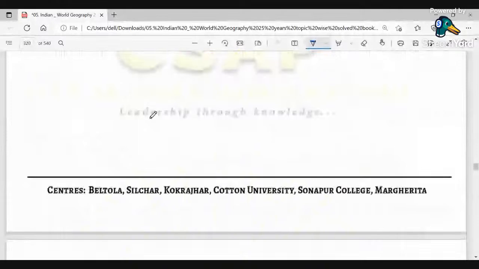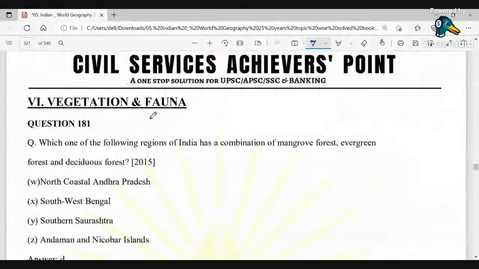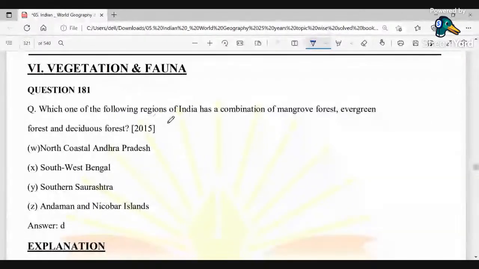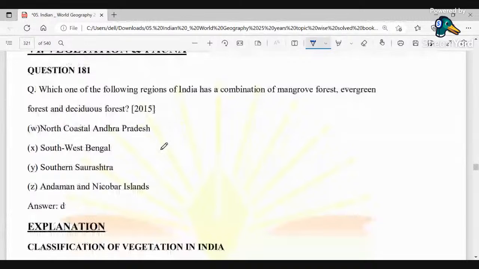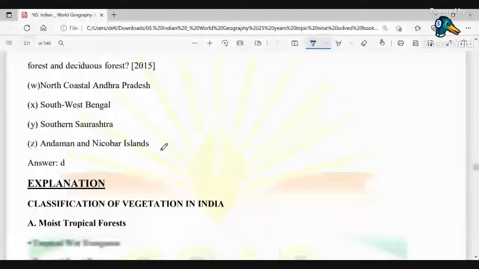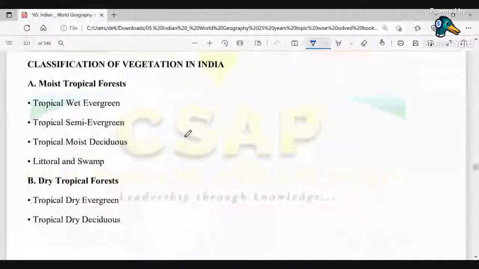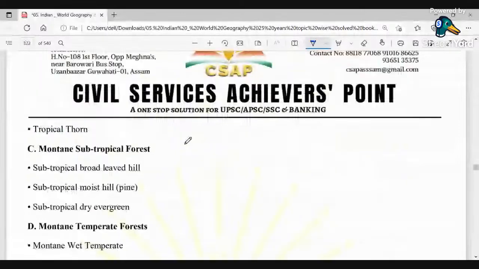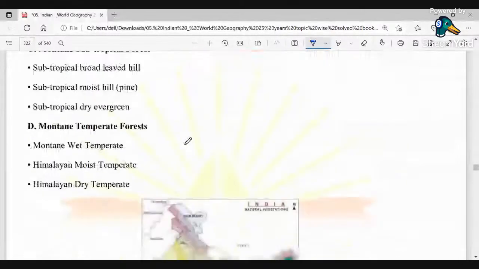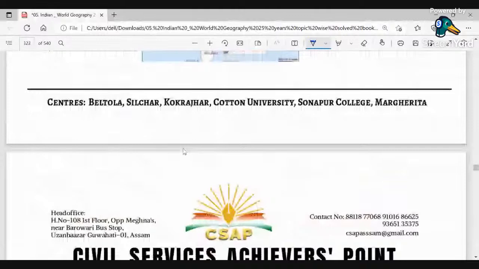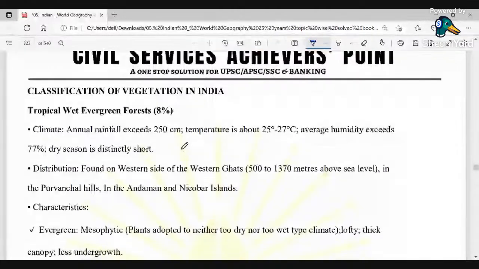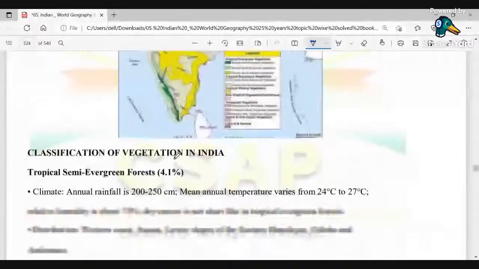Okay, coming to the next one, vegetation and fauna. Which of the following regions in India has a combination of mangrove forest, evergreen forest, and deciduous forest? So it's obviously Andaman and Nicobar Islands. Okay, that you can see in the respective options. So we are classifying it into moist tropical, dry tropical. Okay, then we can see it in montane subtropical, and then montane temperate. Lastly, the classification of vegetation of India, you can see all over here. Okay, the next.